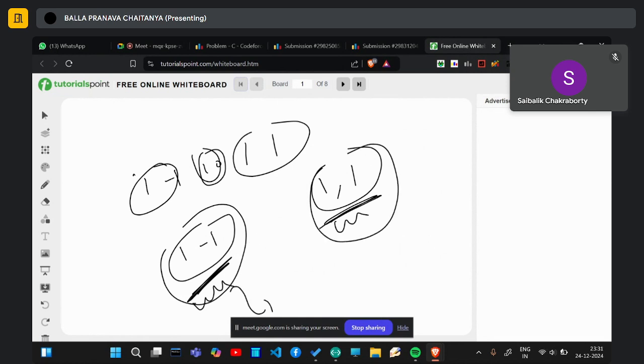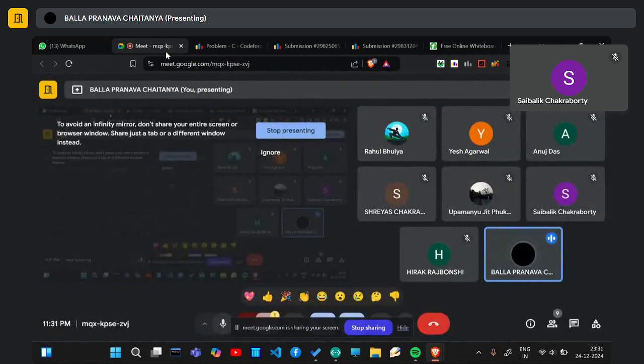Now in this subarray, we can produce all the sums from -1 to 1. It's clear, right? We can produce every sum. 0 is obviously present because it's an empty subarray, so we don't need to think about 0. So we can produce every sum from -1 to 1 in the subarray. Is this clear? Any confusion?